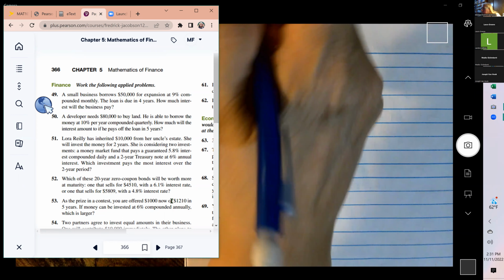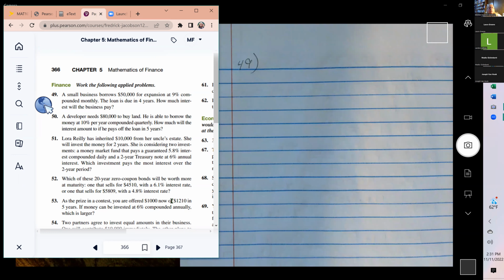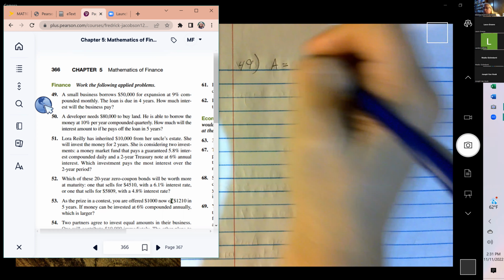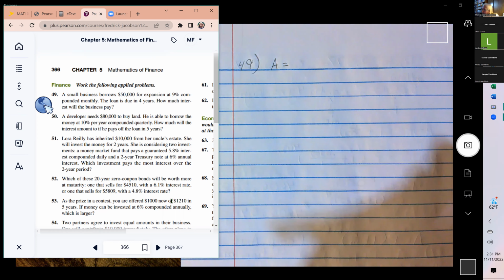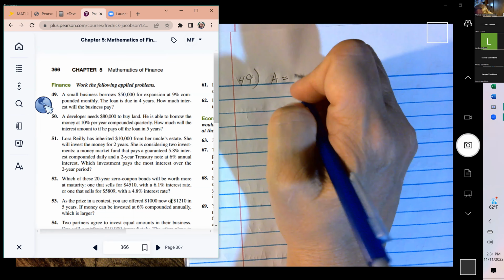Number 49. A small business borrows $50,000 for an expansion at 6% compounded monthly. The loan is due in 4 years. How much interest will the business pay? So we know it was compounded monthly, so we know it's this formula. If it was simple interest, it would say that.